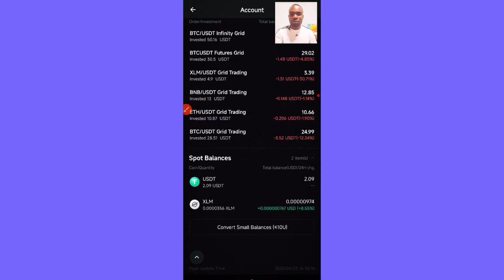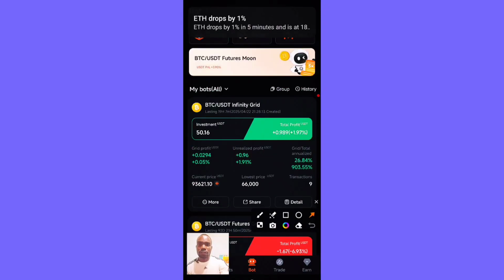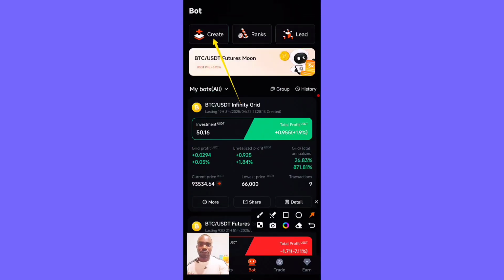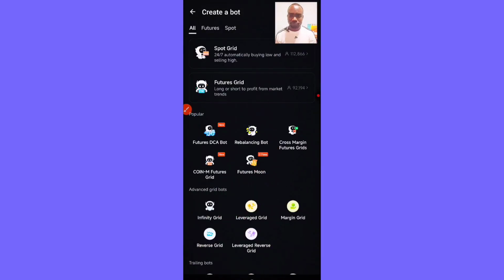So now what do you really need to do? Just go back and then click under the bot. On the top here, you can see there's create, there is rank, and then there is lead. We want to create a grid bot. So what would you do as someone who wants to create a grid bot? It's so obvious that you'd go to the create portion. Let's now click to create our bot.